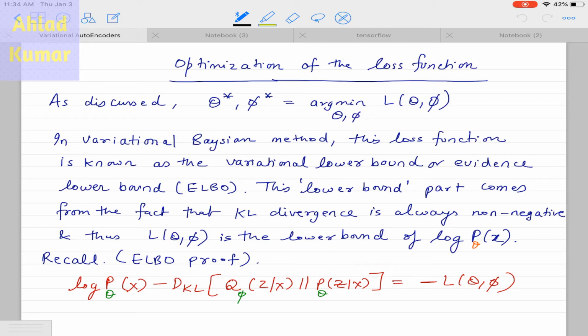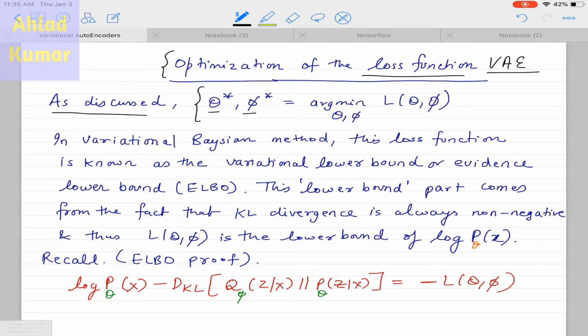Hello everyone, welcome back. In this lecture we will be discussing the optimization strategy for the loss function that we have defined for variational autoencoders. As you may recall, our main target is to find the optimal values of theta star and phi star, which are the weights and biases of the generator and recognition model that we have defined earlier.